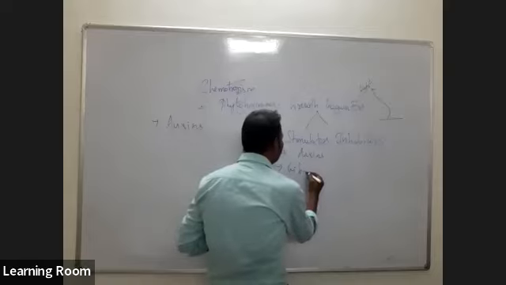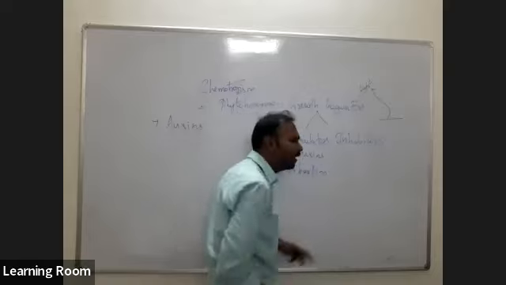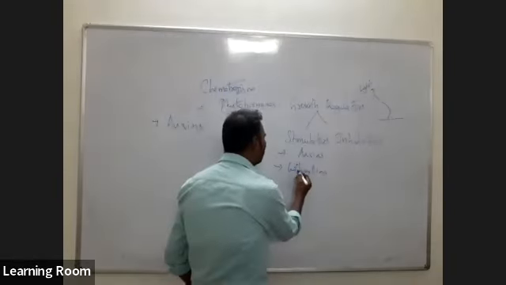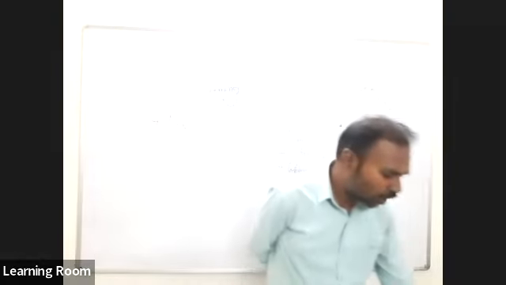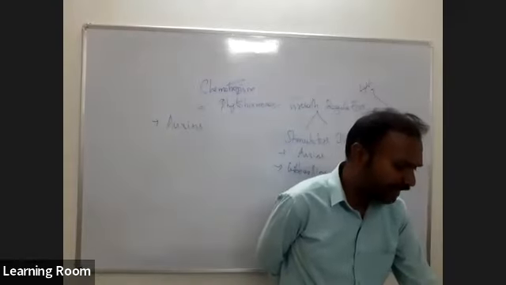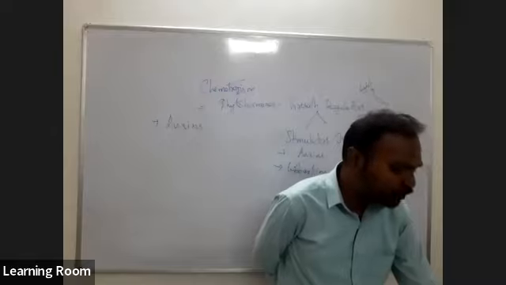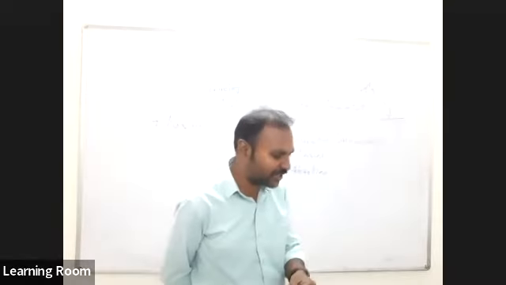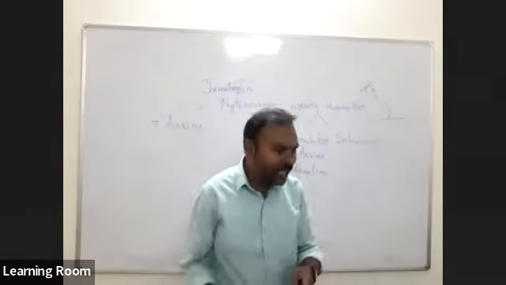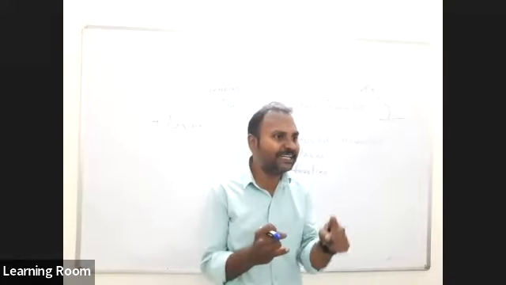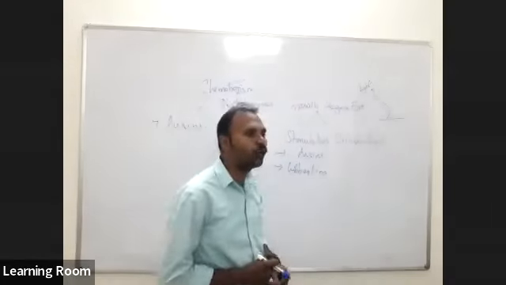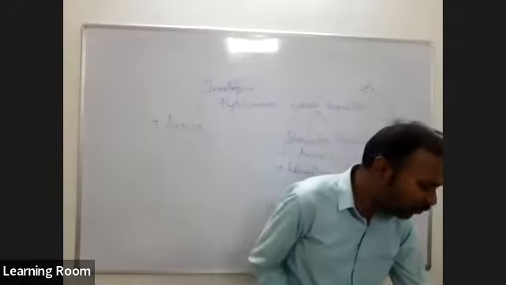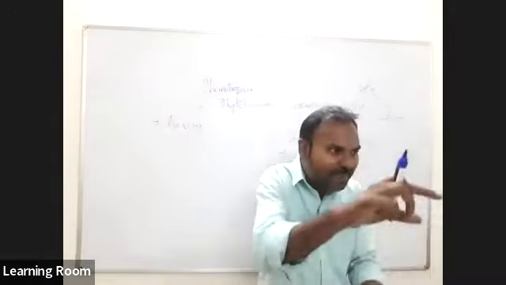And then gibberellins. These gibberellins were first identified from a fungus called Gibberella fujikuroi. From that name only, these gibberellins were identified. Again, it is a growth stimulator. Gibberellin is also a growth stimulator. It helps in what? Cell elongation, stem elongation.